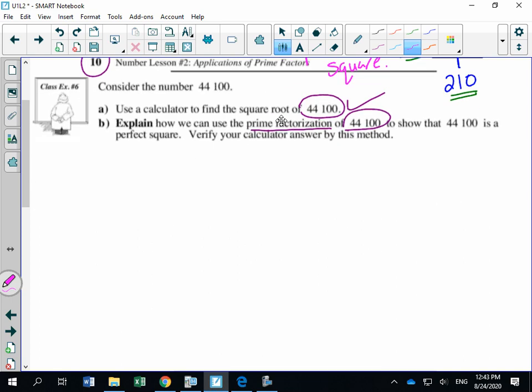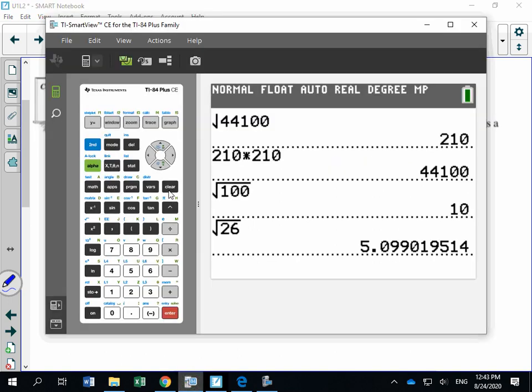So how could I get this number 210 without actually using my calculator and taking the square root? We're going to do what we've always done: prime factorization. 44,100, and we're going to divide it by the prime numbers 2, 3, 5, 7, 11, 13, 17, 19. We are going to rewrite this number as a product of the primes. We've got a big, huge number, so take out your calculators. I want you to do this one with me.